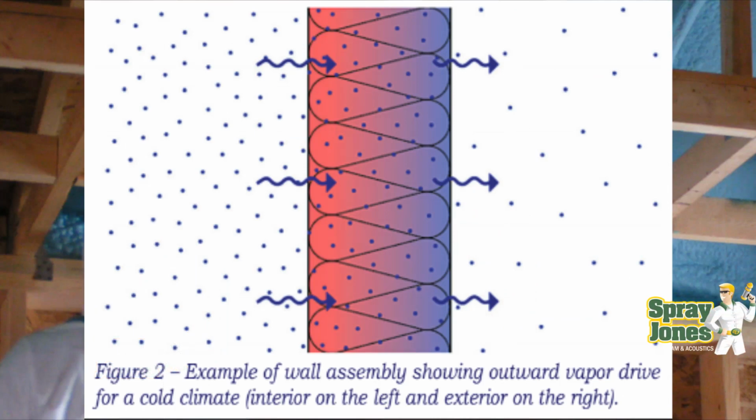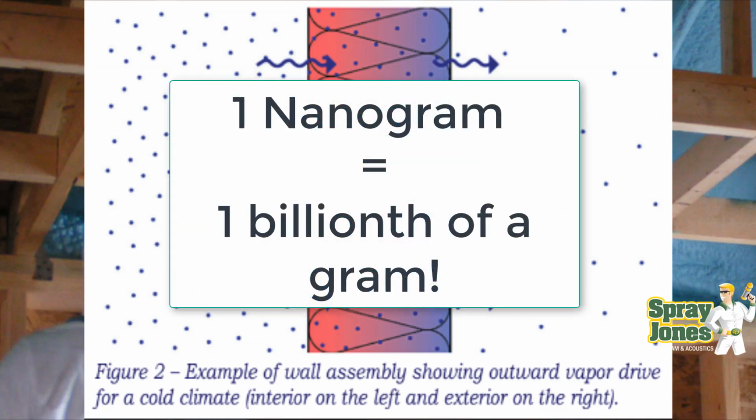So you understand how small this is, I've shown you on many occasions that we rate things in Canada in nanograms. I talked to you about 60 nanograms being 1 perm, right? Anything under 60, so 58, 59, is a vapor barrier. Well, 1 nanogram is 1/1,000,000,000th of a gram. So we're talking about a very, very small amount of moisture in diffusion.